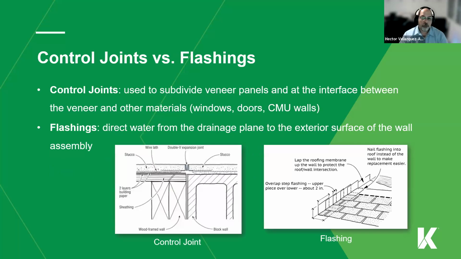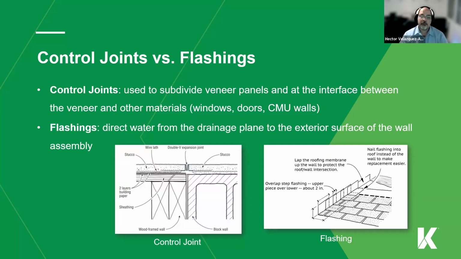Control joints and flashing. My control joints are used to subdivide veneer panels and at the interface between veneer and other materials: windows, doors, and my CMU. My flashing is to direct the water from the drainage plane to the exterior surface of the wall assembly. So you have to consider those are two different things that we're using there.